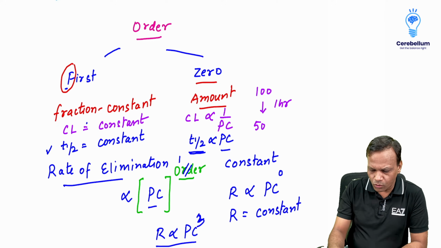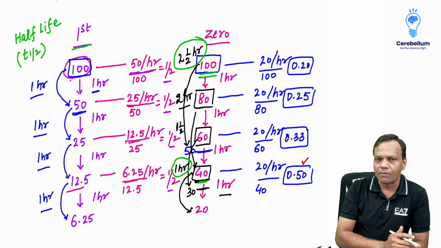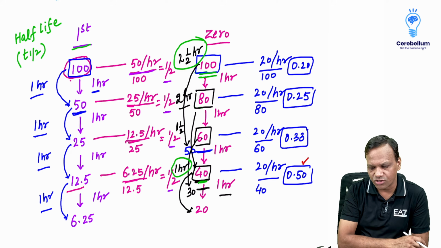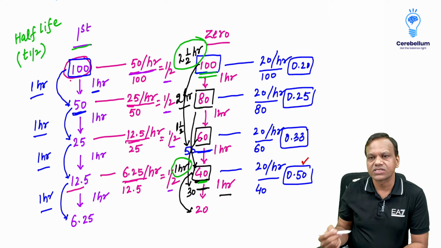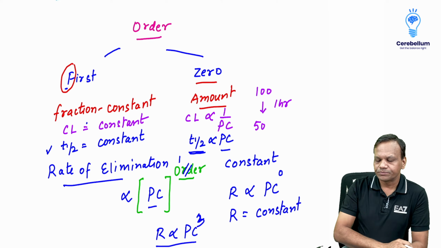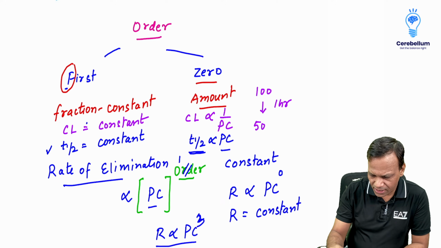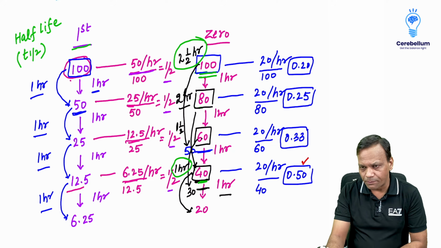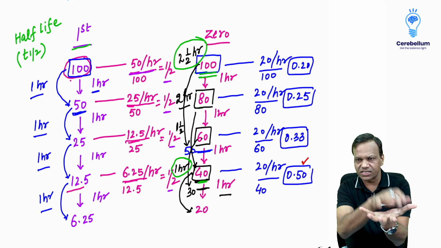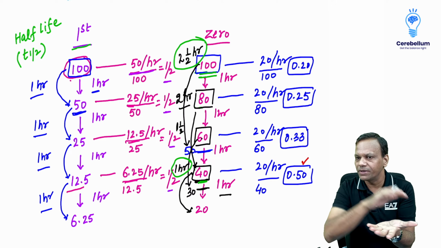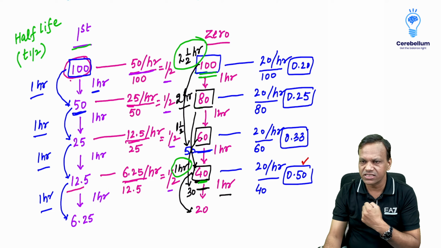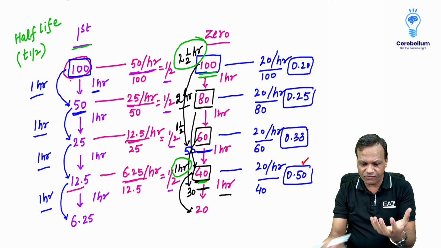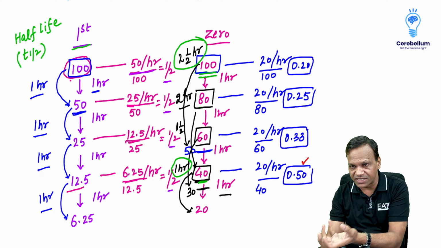Second thing, we know that in zero order, amount is constant, and in first order, percentage is constant. If the amount is constant, that means a particular amount is removed per unit time. So suppose the initial concentration is 100, and from that 20 will be removed. Out of 100, if 20 is removed, 20% is removed. But if out of 40, 20 is removed, 50% will be removed.